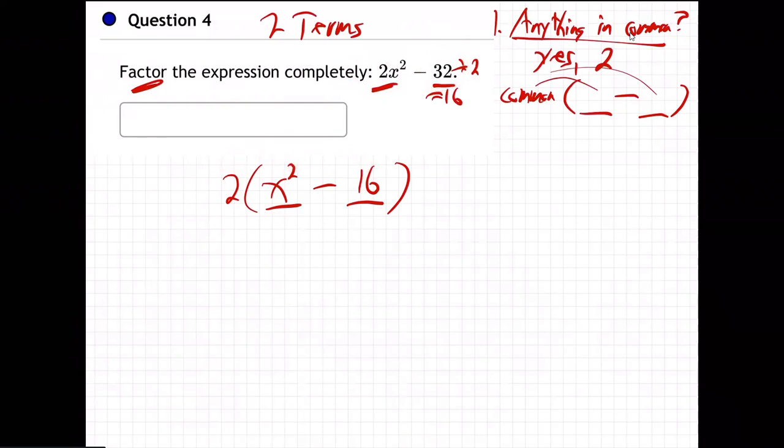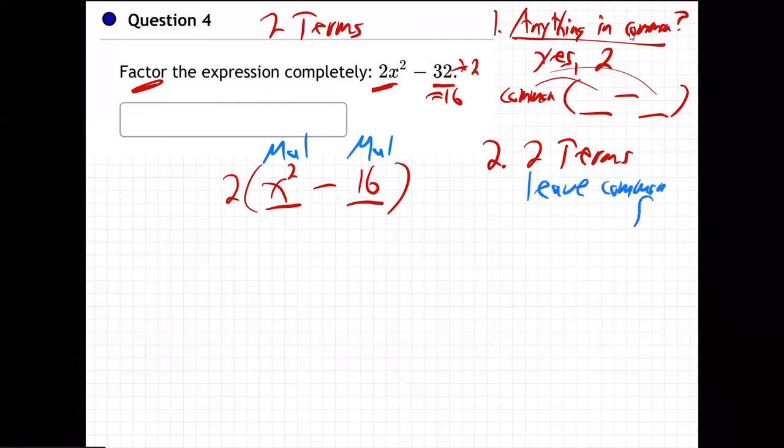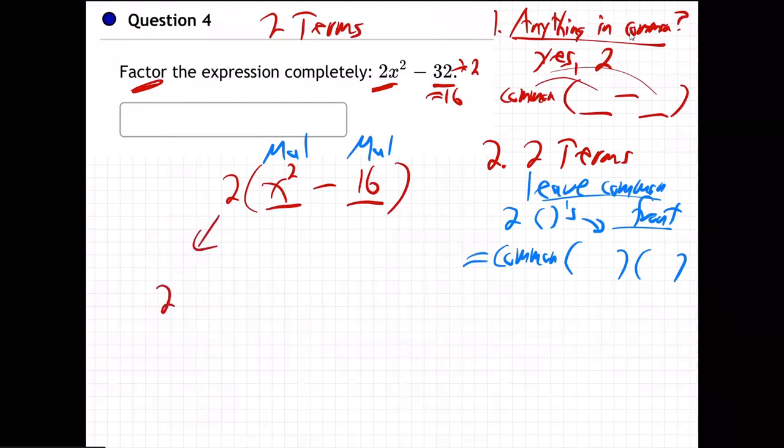So now we have step number 2. For the two terms, do the multiply thing. Leave the common in the front and use two parentheses. So I'm going to leave the common in the front and do the two parentheses. Okay. And we're going to do the multiply thing.